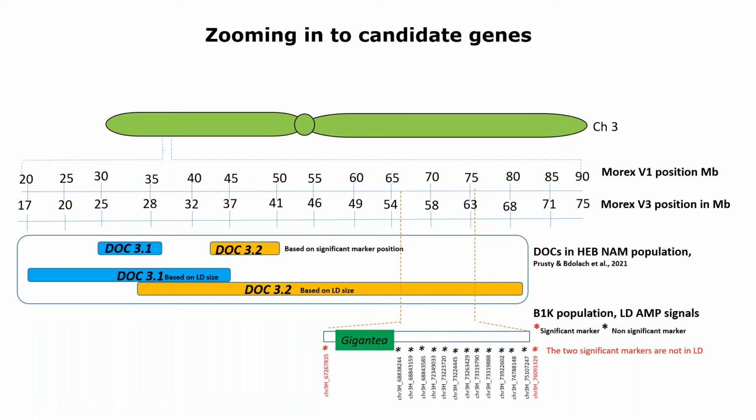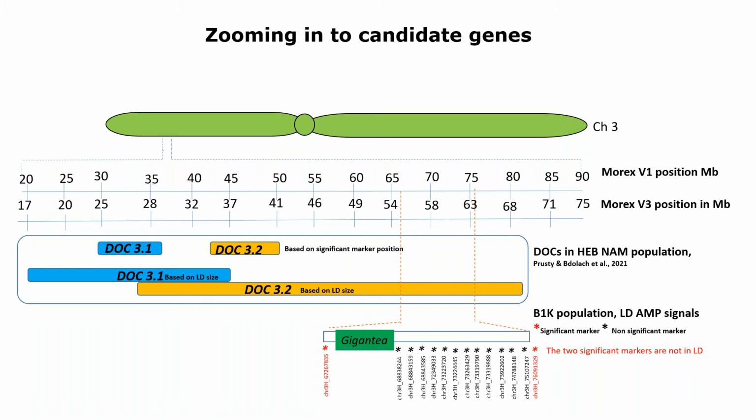So I wanted to show you zooming into a candidate gene. Here in the beginning we used our Hebb panel, which is a NAM population, and we found some hits for amplitude, and we named these the drivers of the clock, DOC 3.1 and DOC 3.2. This is based on the significant marker, and this is DOC 3.1 based on the LD size in the genome, because, as I explained, in the Hebb population the LD size is quite high.